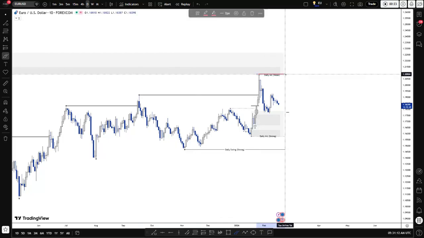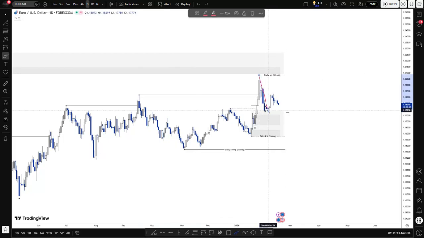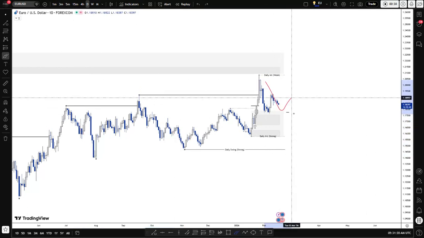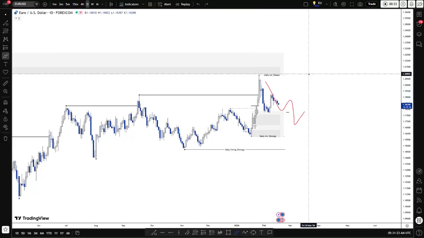So I'm just viewing this as an internal pullback. It's not relevant to this previous price action. I need to see a deeper pullback, so I can label that as my weak swing high.